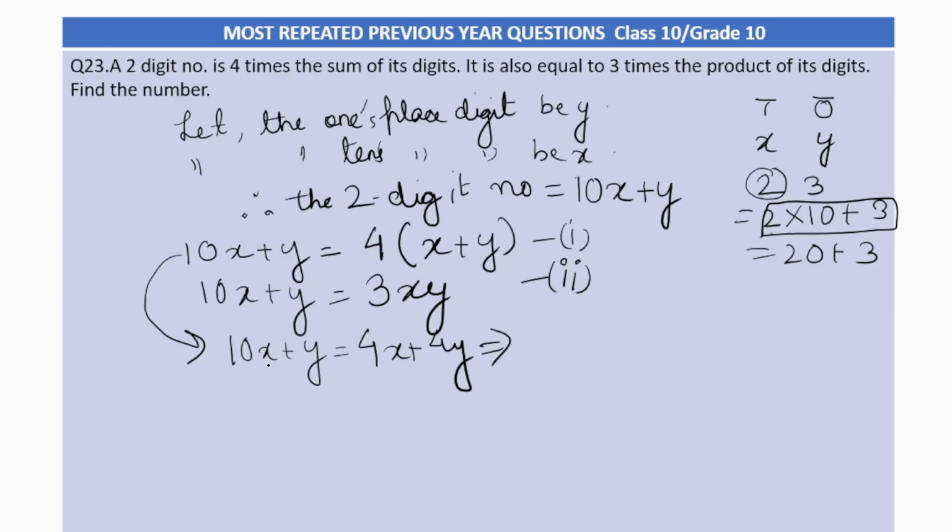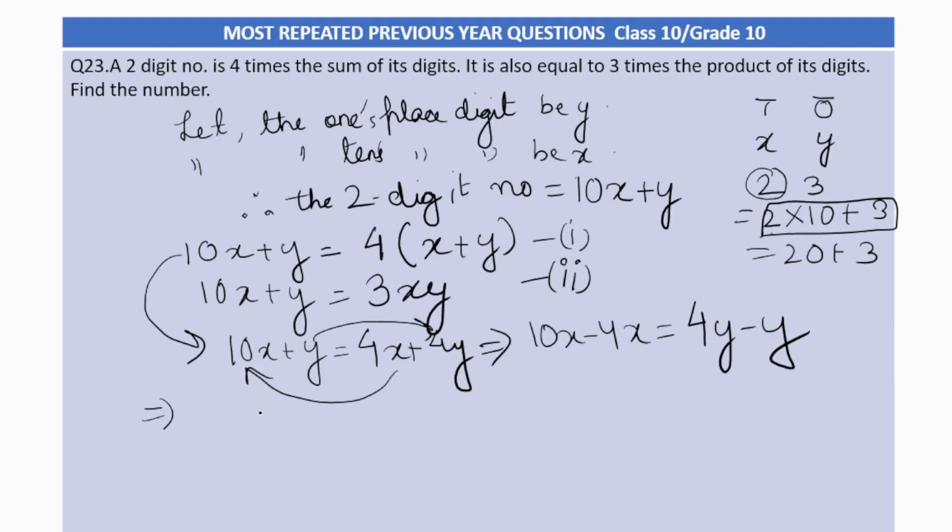Now, we'll take this 4x this side and bring this y here, so that we find one variable in terms of another. Here it will become 10x minus 4x equal to 4y minus y. Then 6x is equal to 3y, or if we further simplify, we remove this 3 from here and 3 from this side, common factor, it will become 2x is equal to y.